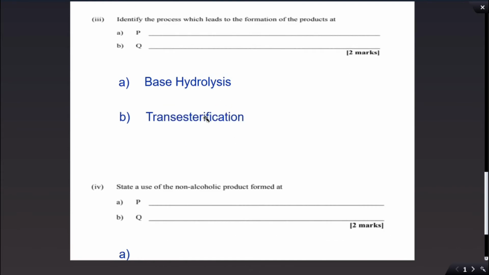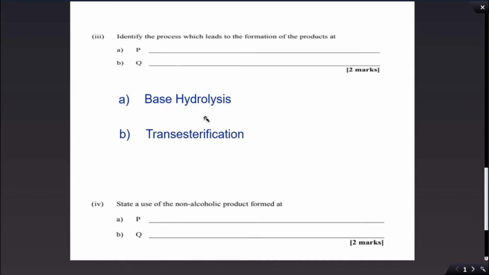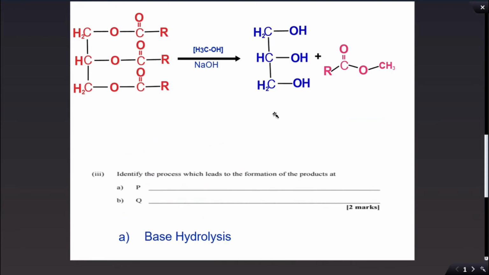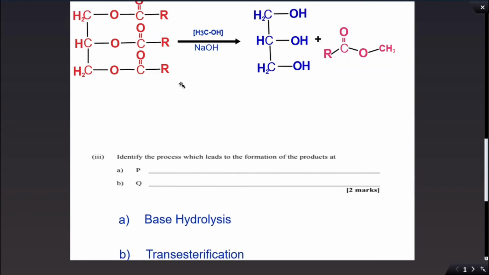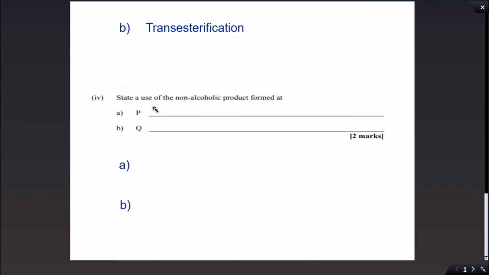Part B, transesterification is used to form the compounds at Q. And transesterification simply means that it is a process that involves the R group in an alcohol exchanging with the R group in an ester. So here you have the R group from the alcohol, from the methanol, and it was exchanged with the R group from the ester. So that's transesterification.